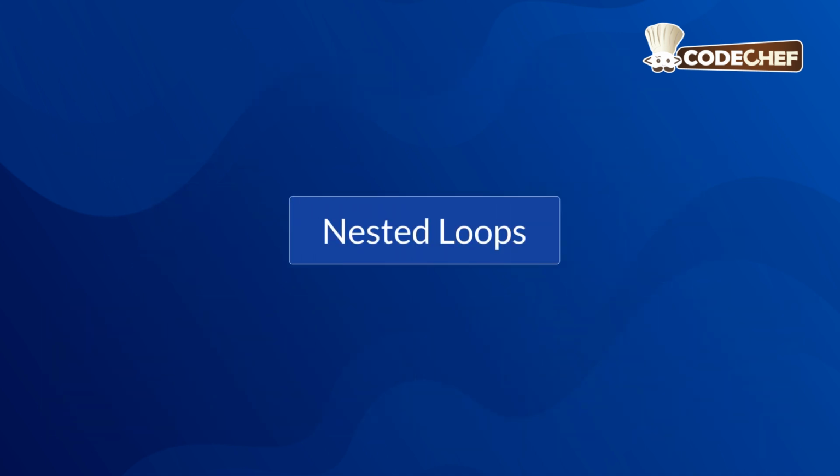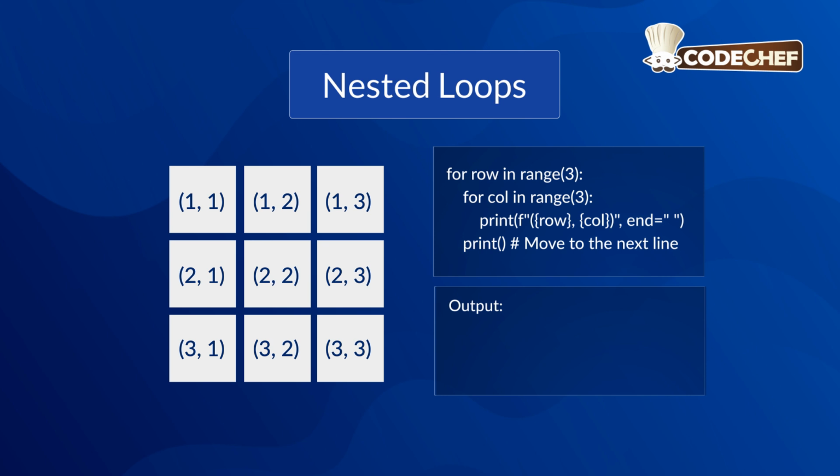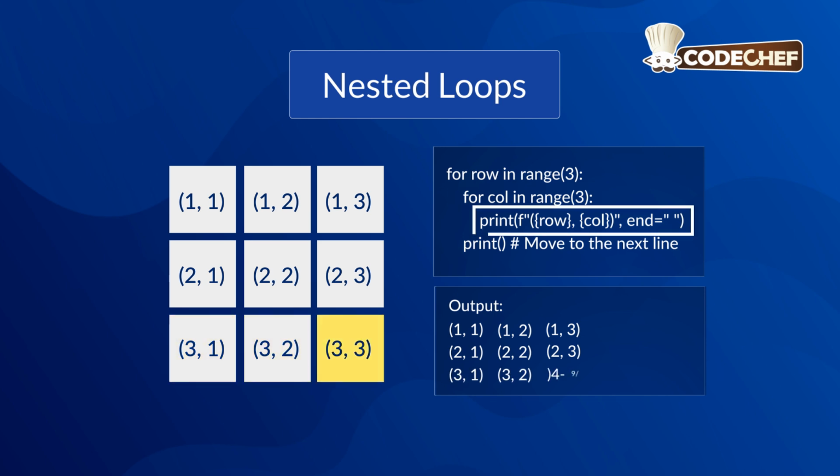Just like while loops, you can nest for loops inside each other. This is essential for working with 2D data like grids, tables, or image pixels. The outer loop controls the rows, and for every single iteration of the outer loop, the inner loop runs its entire course. This allows you to process every single cell in the grid.